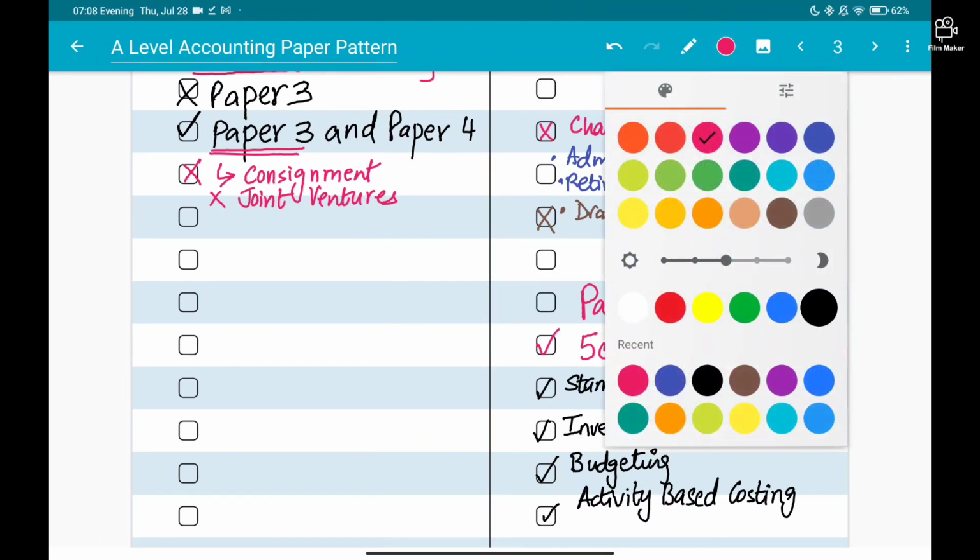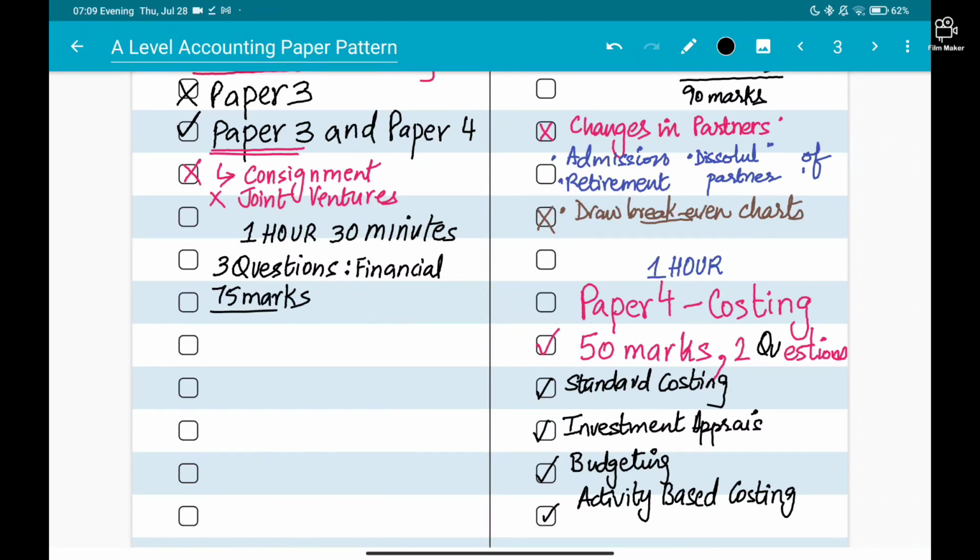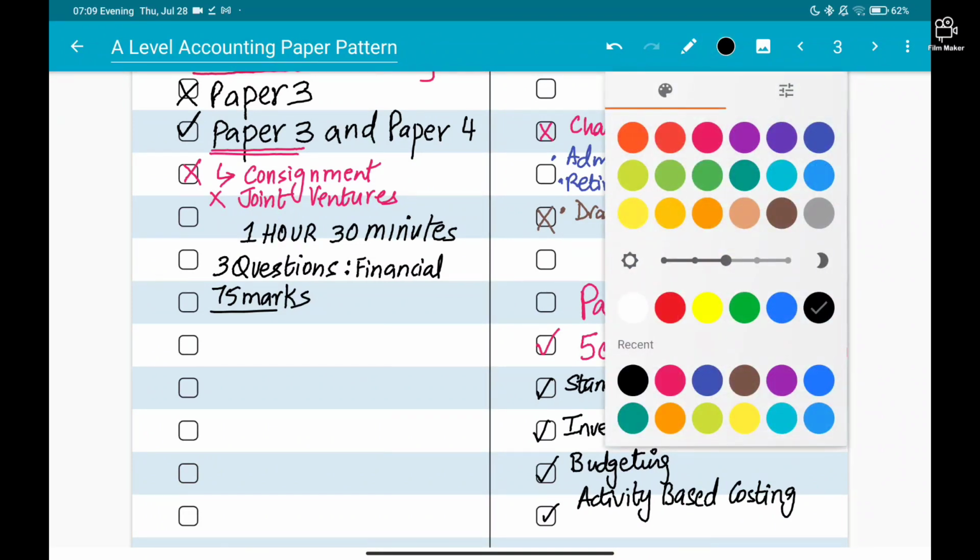And for this reason, this paper is now only 1 hour 30 minutes. Previously it was 3 hours. Now because of the split up, this paper is 1 hour 30 minutes, and you will be asked only 3 questions on it, all of them based on financial accounting, okay? So 3 questions will be asked, each question again 25 marks. So total paper marks are 75 marks, students. So total marks for this paper are 75, a 1 hour 30 minutes paper, and all questions will be related to financial accounting, okay?